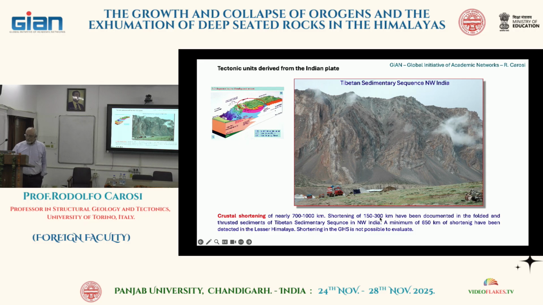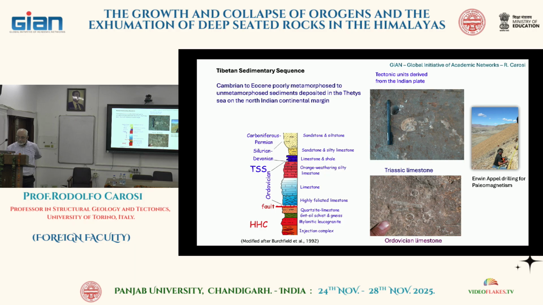Just 150 to 300 kilometers have been documented in the folded and thrusted sediments of the Tethyan sedimentary sequence. This is a total shortening, sorry. And a minimum of 650 kilometers of shortening has been detected in the Lesser Himalaya. Whereas in the Greater Himalayan sequence, because you have a lot of metamorphic rocks, the folds are much more complex. So there is metamorphism, superposed folds. It is not possible to calculate the shortening, but surely it is higher than the shortening recorded in the upper Tethyan sediments and in the lower Lesser Himalayan sediments.